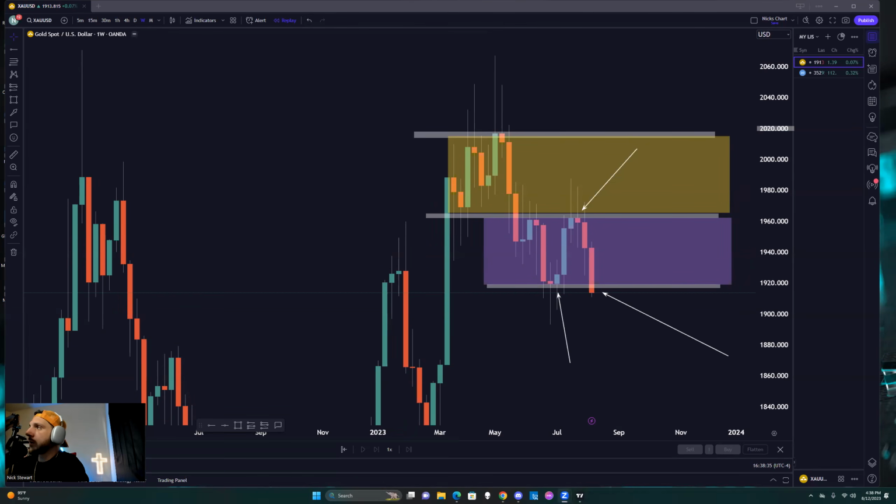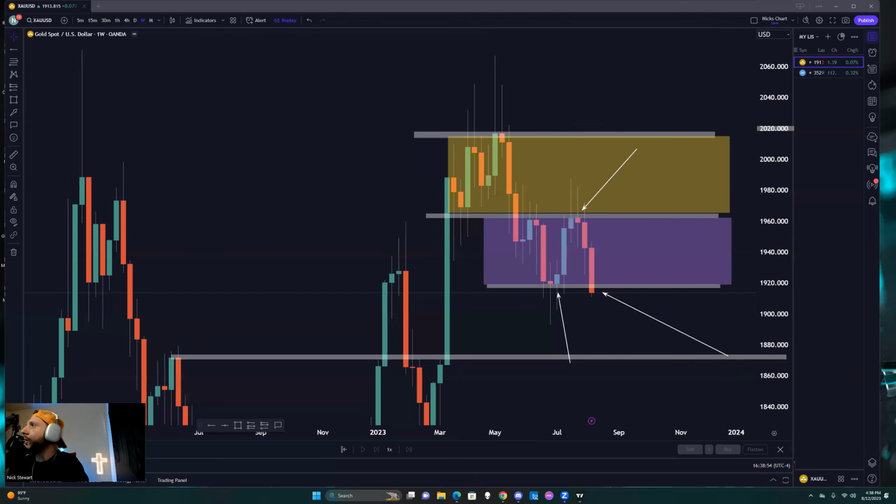So what we're going to do is keep an eye on that range. And we're going to say, okay, if price is closing below the range here at 1920, where is the next range? And that next range is coming down here. That next range is somewhere right around 1870, 1875.